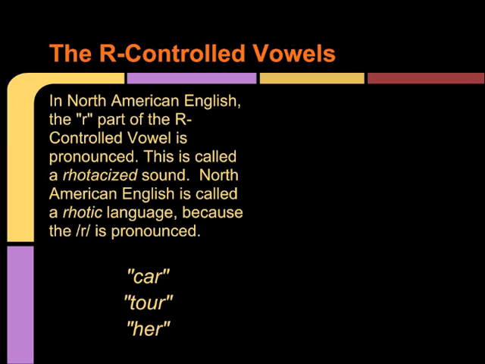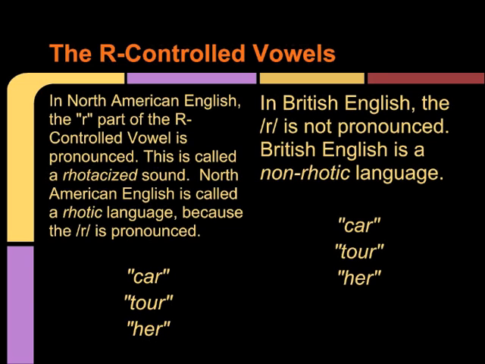Also, in North American English, the R part of most R-controlled vowels is pronounced. This is called a rhoticized sound. North American English is called a rhotic language because the sound is pronounced. Car, tour, her.